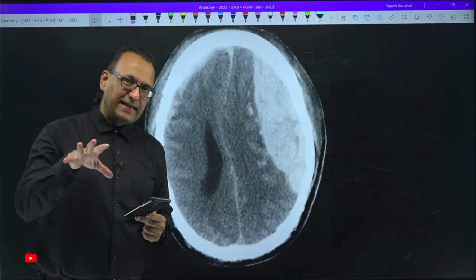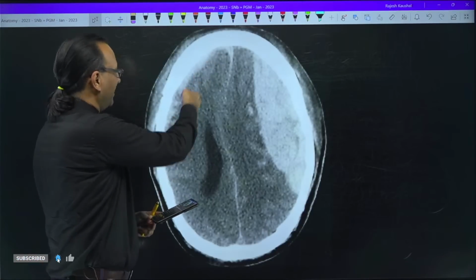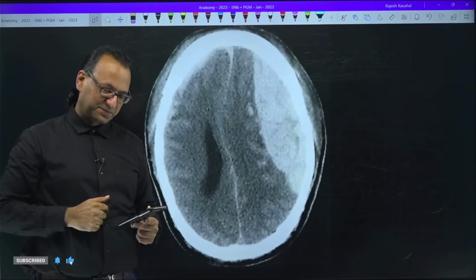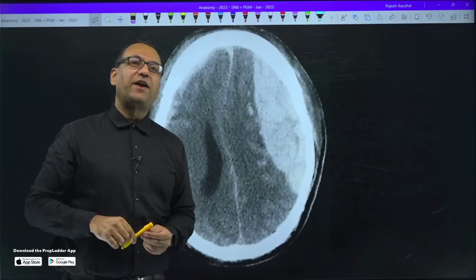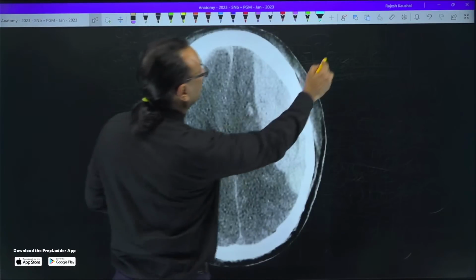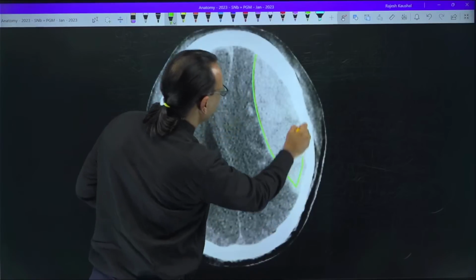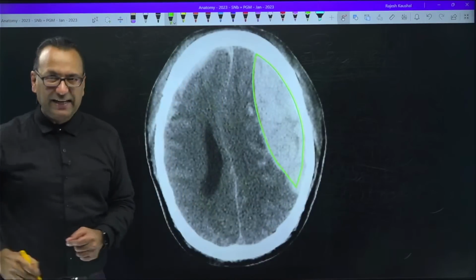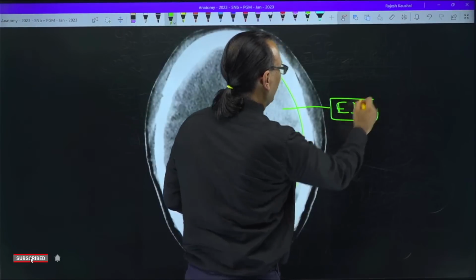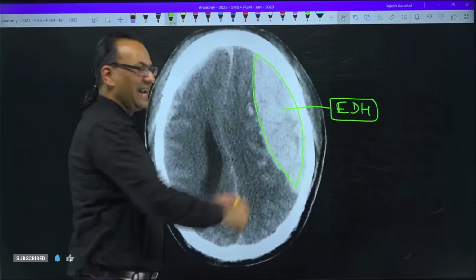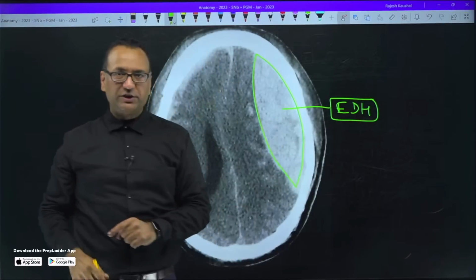Is it only EDH, extradural hemorrhage? Can you see? Examiners can trick you into wrong answers. Be careful. Of course, you are correct. Some faculty will tell you it is idli shape. So if it is idli shape, it is extradural hemorrhage, yes. Biconvex lentiform, you can say biconvex lentiform extradural hemorrhage, yes it is.